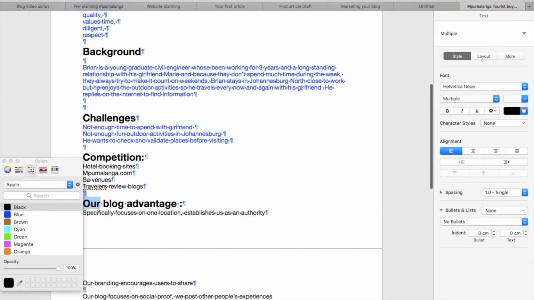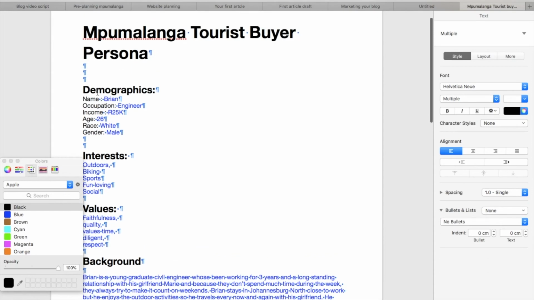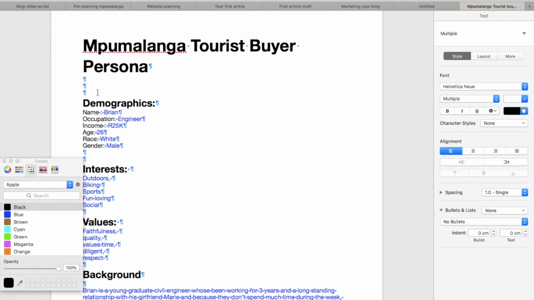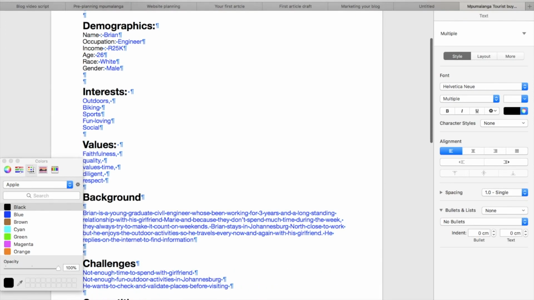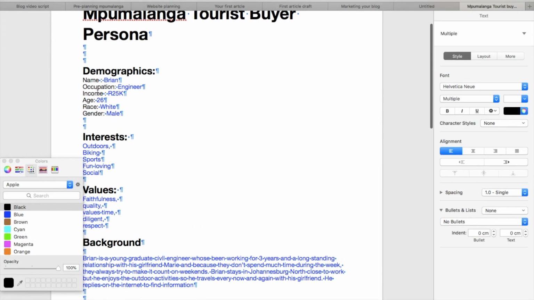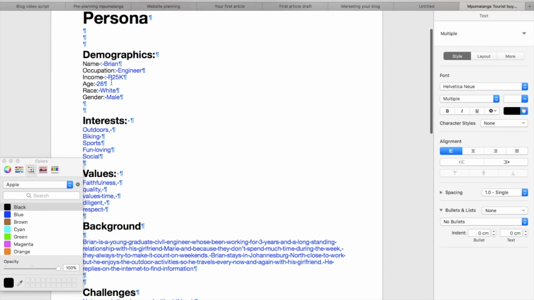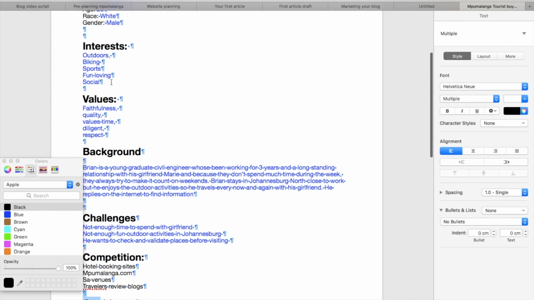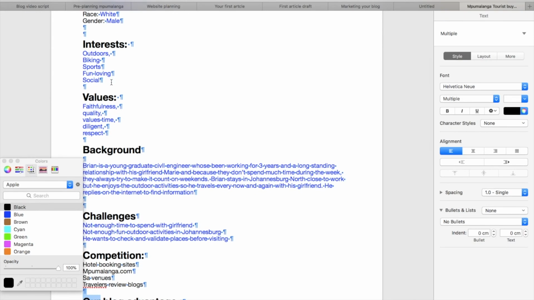So now that we've created a buyer persona, we can start planning our website and deciding what kind of keywords we're going to use and what we are going to say, because now we have an idea of the type of person we are marketing to. His name is Brian, he's young, he's male, he loves the outdoors. So we need to understand what we're going to put on the website that will be attractive to him. That's what we're going to do in the next lesson.